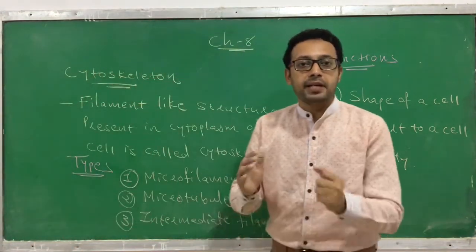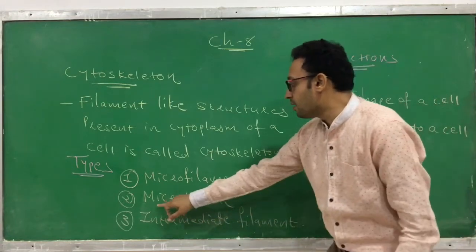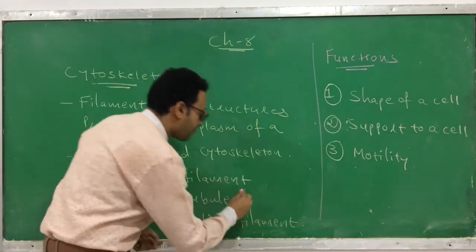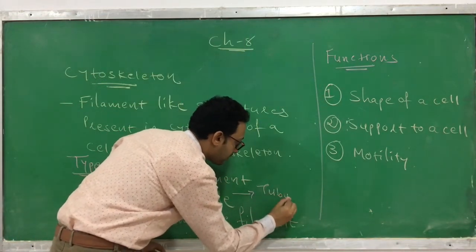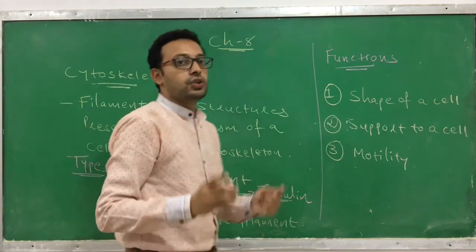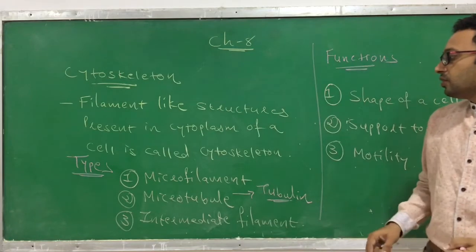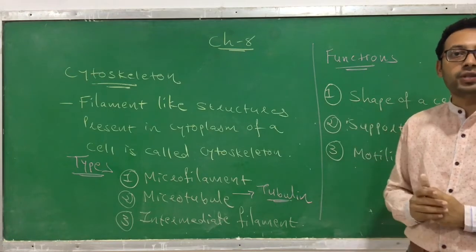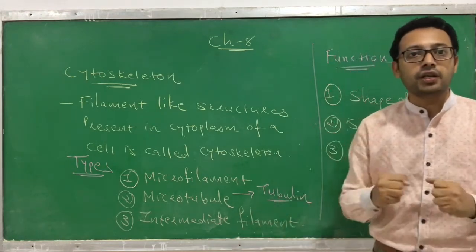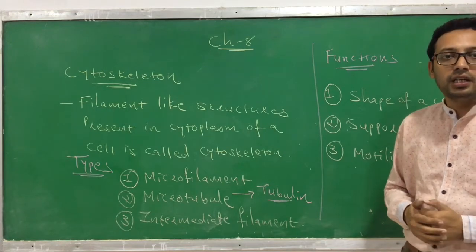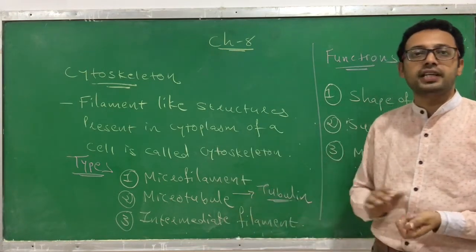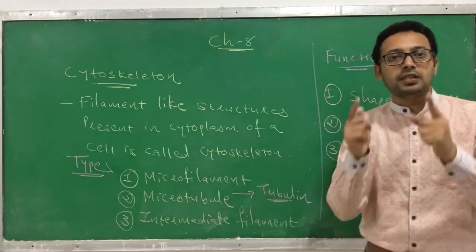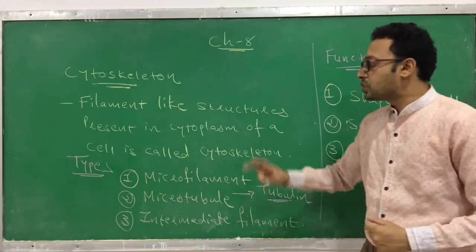Most of them are made up of protein. For example, remember the microtubule is made up of tubulin protein. Which protein? Tubulin protein. The intermediate filament is the strongest and most durable protein. According to the syllabus, we don't have to deal with these in detail. Even these three names are not given in the syllabus, but they are important from a NEET point of view, so you have to prepare them.